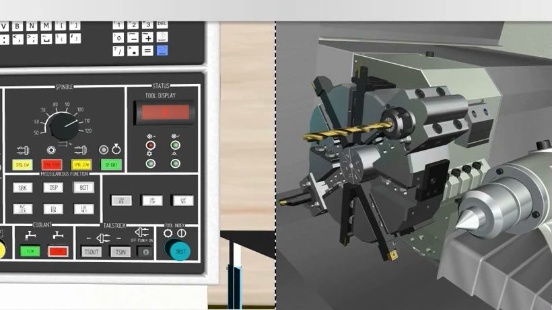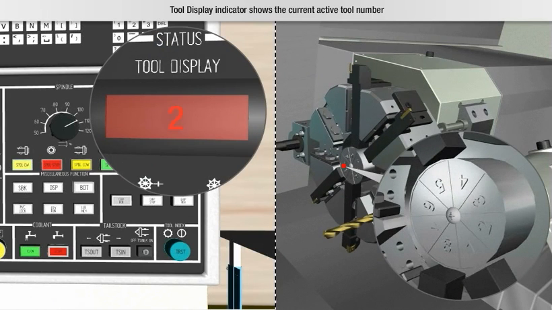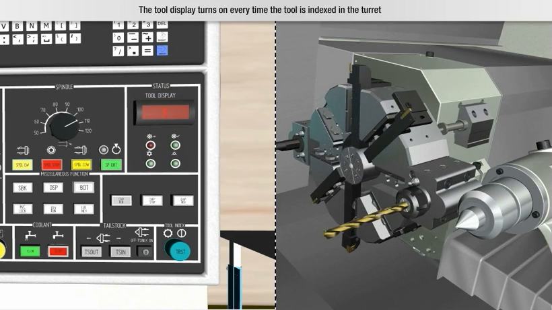Tool display. Tool display indicator shows the current active tool number. The tool display turns on every time the tool is indexed in the turret.